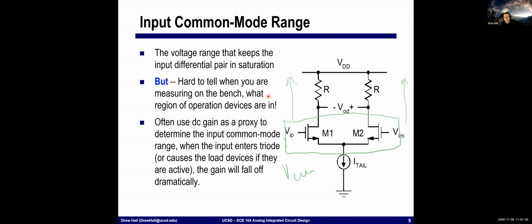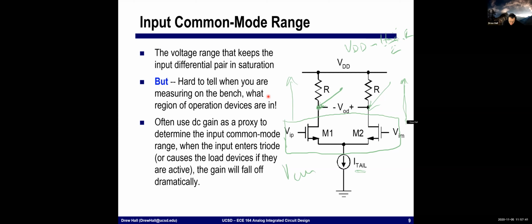What's going to happen to M1 and M2? Well, how much current flows through M1 and M2? I tail over 2. Yeah, so if there's no differential mode voltage, both sides are going to have the same current. They're essentially going to split this. And so what DC voltage is this? This is VDD minus I tail over 2 times R.